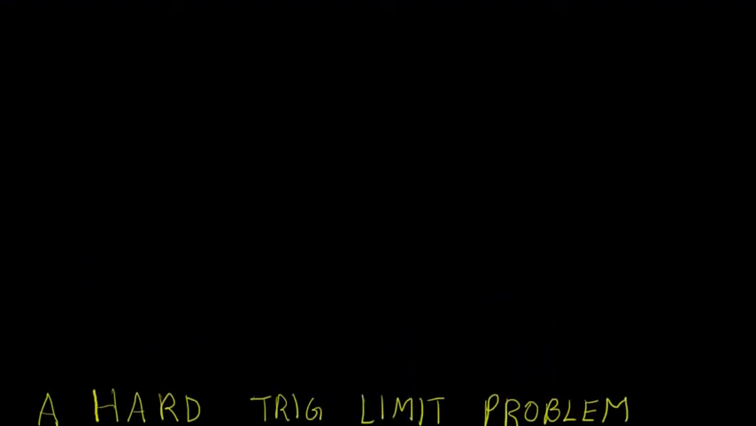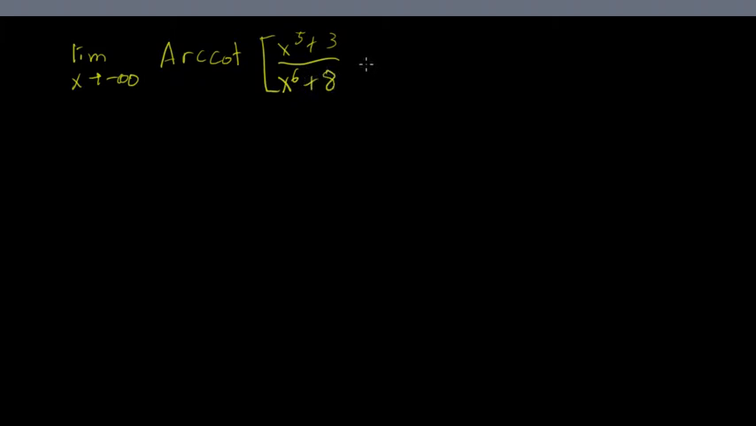So all of our work here led us to the limit as x tends to negative infinity of the principal arc cotangent of x to the fifth plus 3 over x to the sixth plus 8 plus the square root of 3, which is equivalent to the principal arc cotangent of the square root of 3.